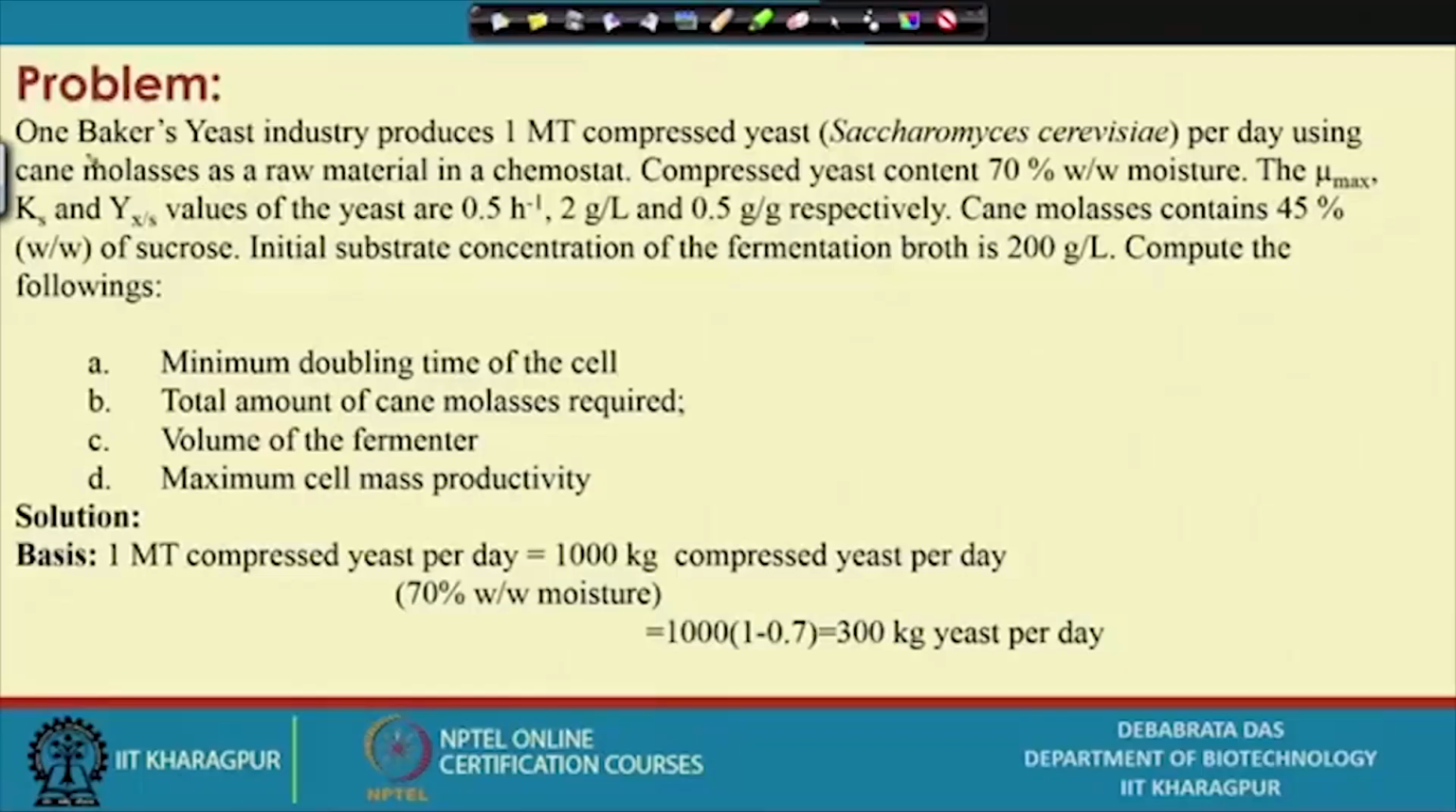Now, if you look at the problem, one Baker's yeast industry produces 1 metric ton of compressed yeast. What do you mean by compressed yeast? As you know, the Baker's yeast industry usually produces two types of yeast. One is called compressed yeast, another is called active dry yeast. Compressed yeast contains more than 70% moisture, but active dry yeast contains about 6% moisture. So active dry yeast is used for longer time of operation, and compressed yeast is for a very short time, because it contains 70% moisture.